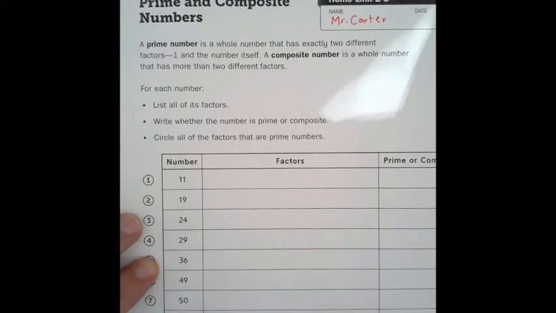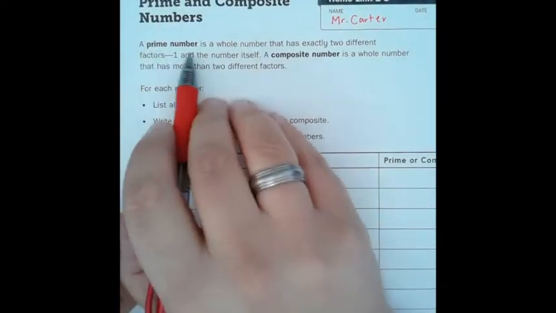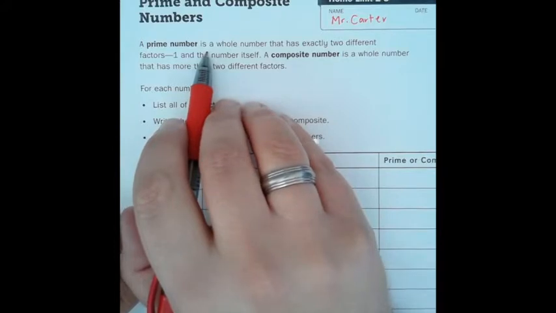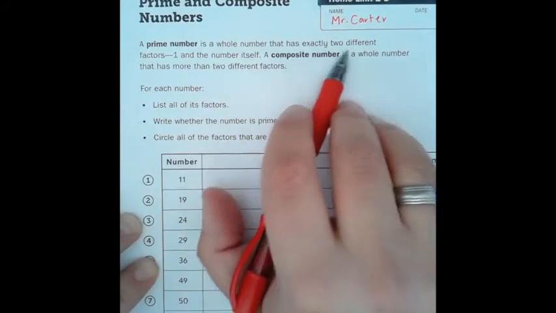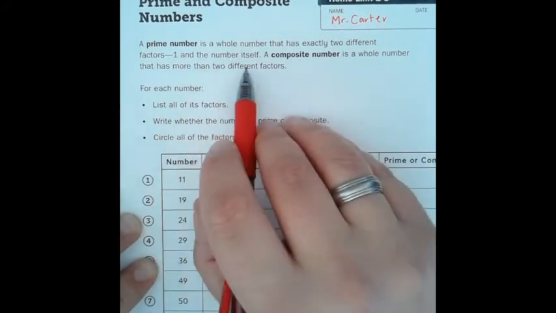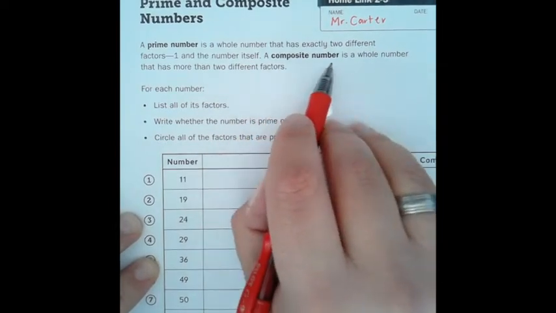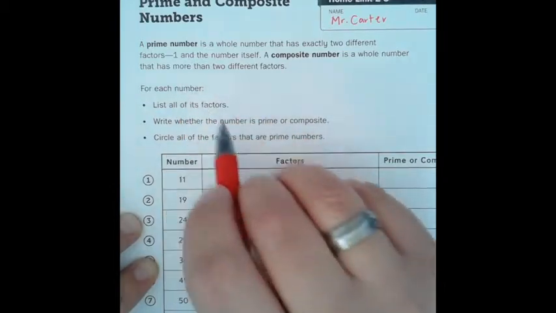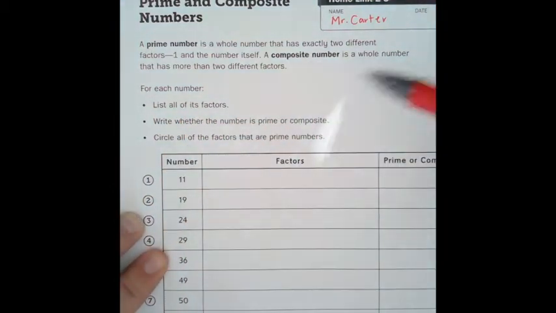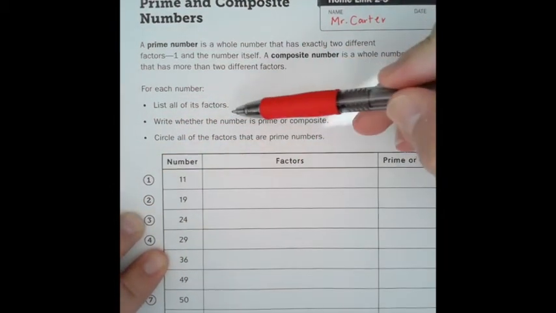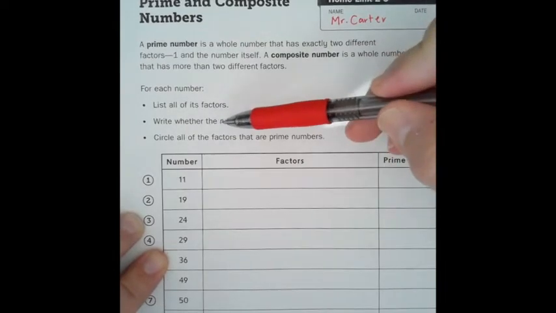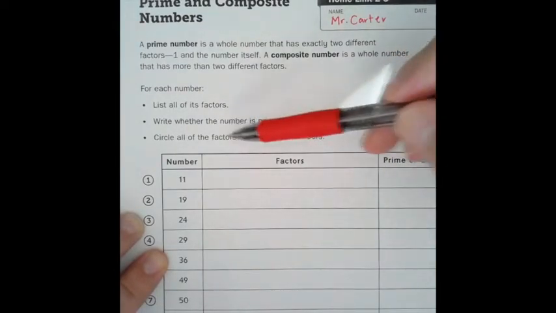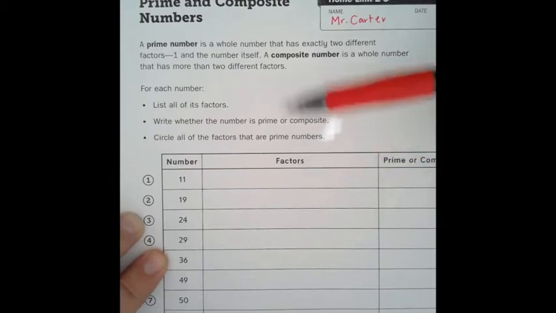Alright, so we're going to be working with prime and composite numbers. A prime number is a whole number that has exactly two different factors, one and itself. A composite number is a whole number that has more than two different factors. So the directions are, for each number, list all its factors, write whether the number is prime or composite, and then circle all the factors that are prime numbers.